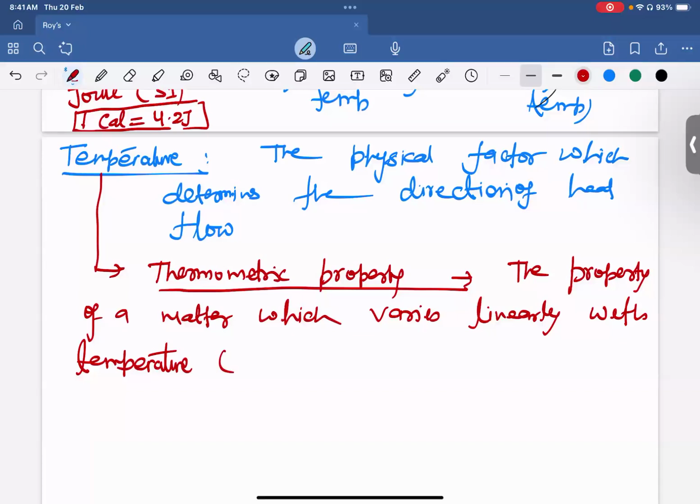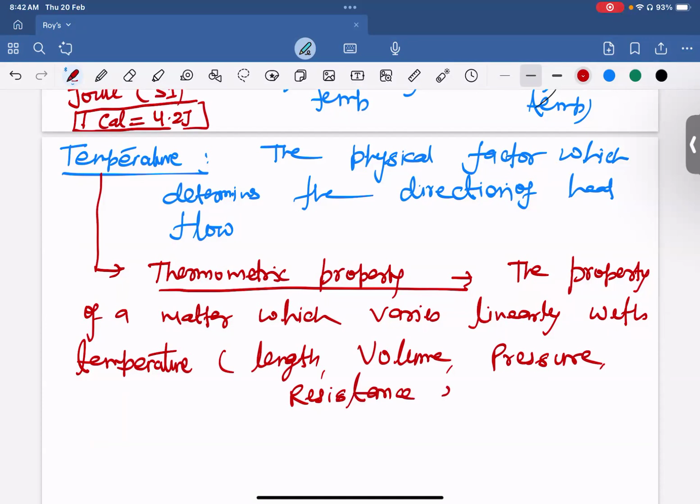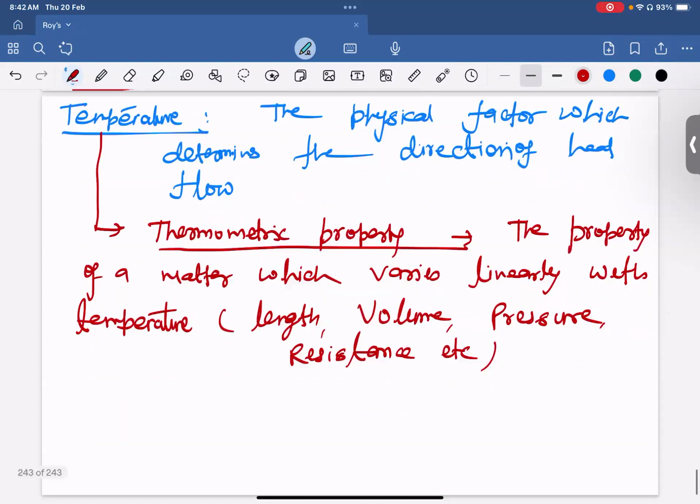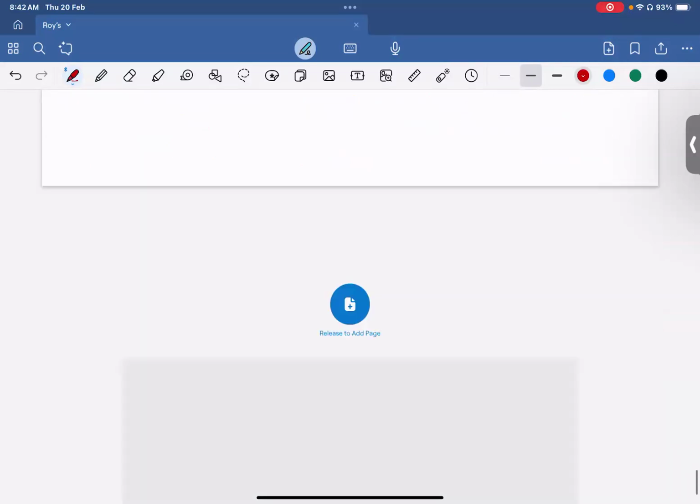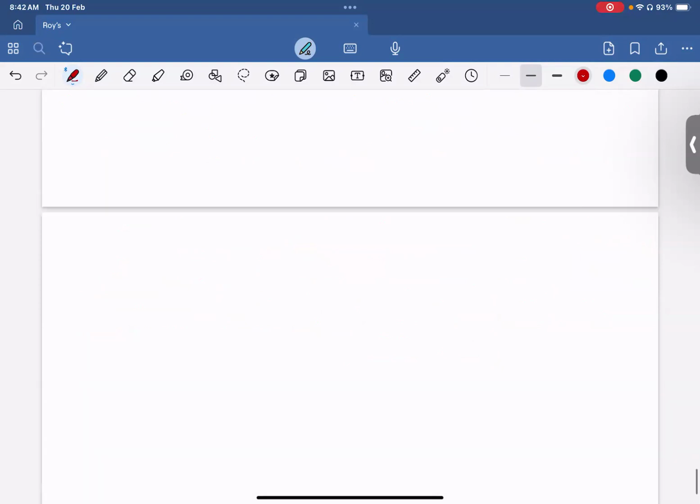You can use any type of property, like you can use length, you can use volume, you can use pressure, you can use resistance. These are all thermometric properties that vary linearly with temperature, and so they can be used as a thermometer, that is, a temperature measuring device. Understood? Understood, sir.